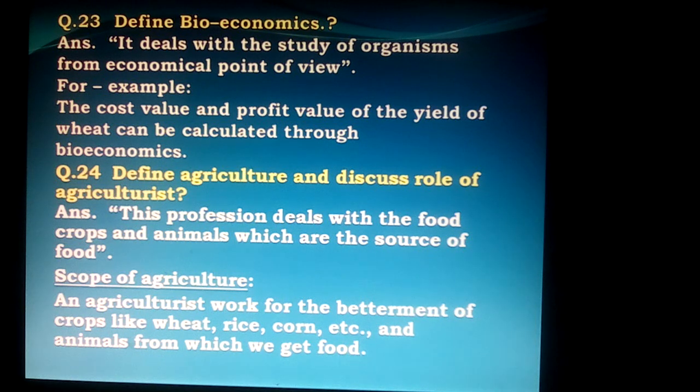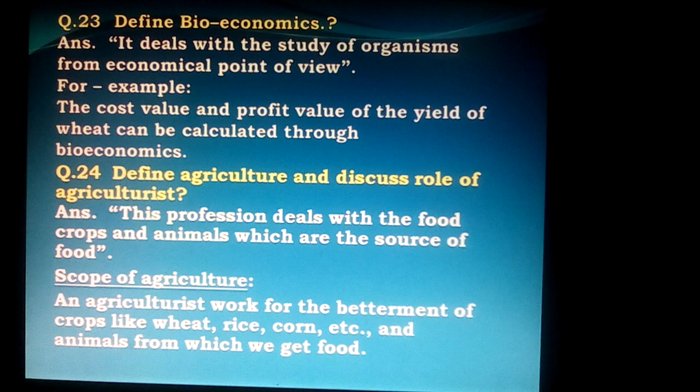This is the relation between biology and economics, and it is called bioeconomics. Question number 24: define agriculture and discuss the role of an agriculturist. What is the role of an agriculturist who is doing agriculture work? The profession of agriculture deals with the food crops and animals which are the source of food.